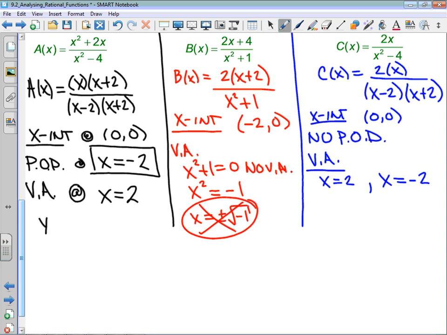the y-intercept. Now keep in mind for the y-intercept, I'm making x 0. Well, if x is 0, then the numerator is 0, the entire thing is 0. That's the nice thing about the origin. It is both an x-intercept and a y-intercept.